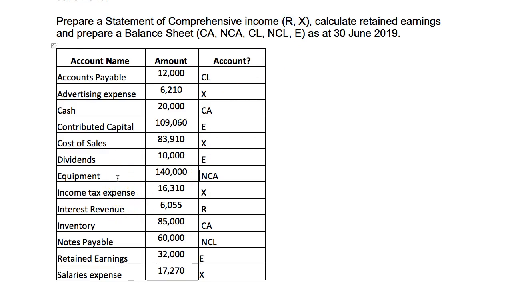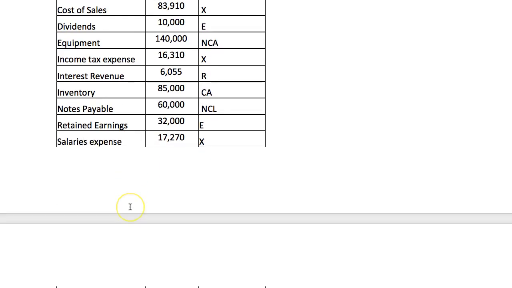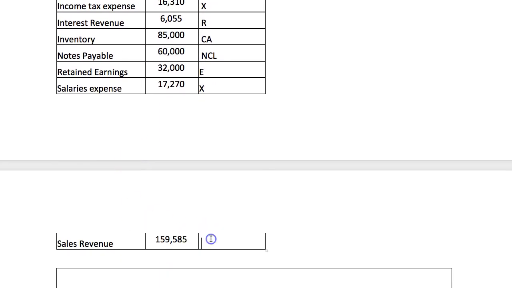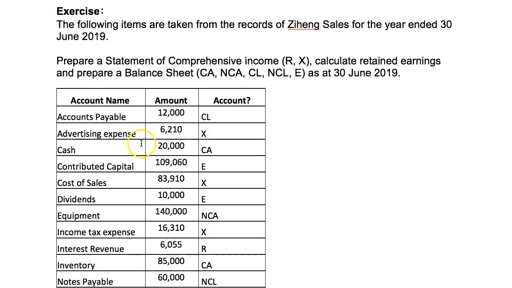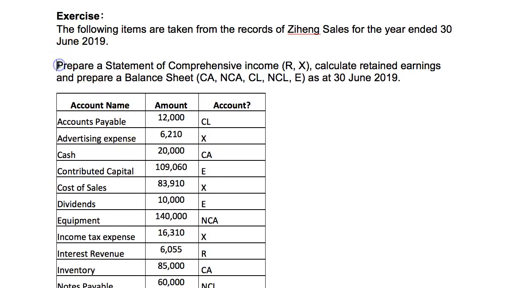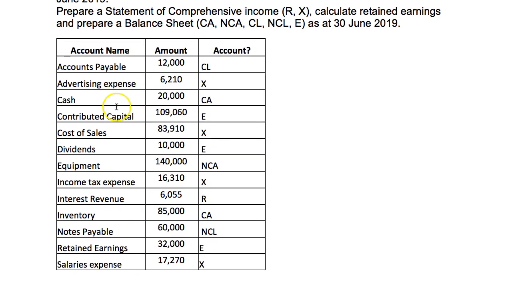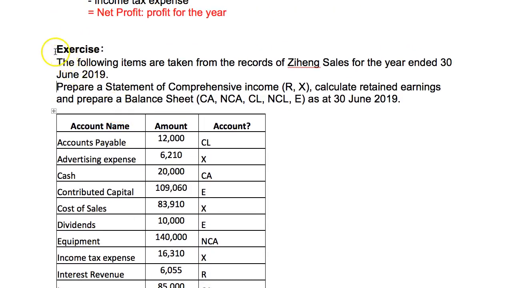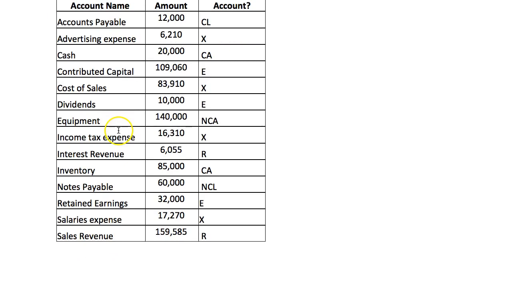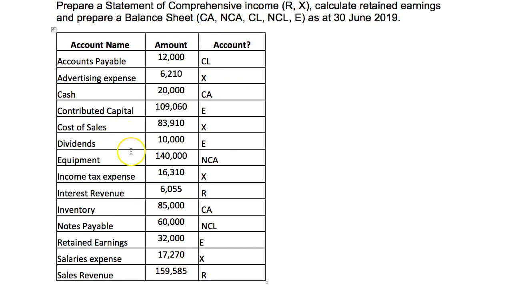So, one item is down here on the next page. That is your sales revenue. Sorry about that. I didn't see that one. I'll include that there. I'll just try and pull this up. Okay, so there's our total list.